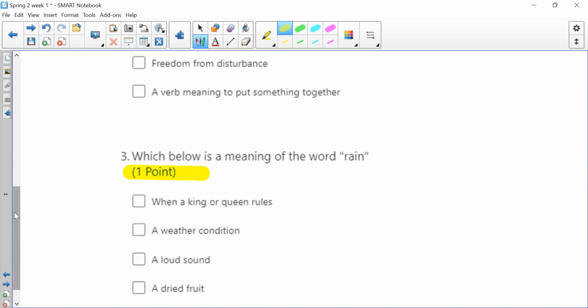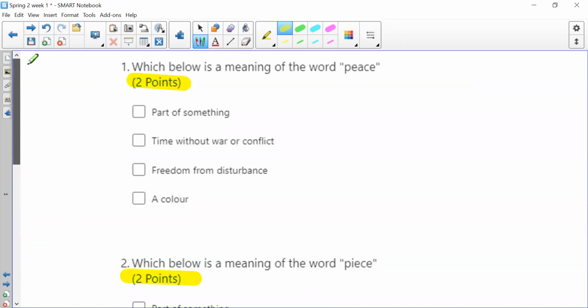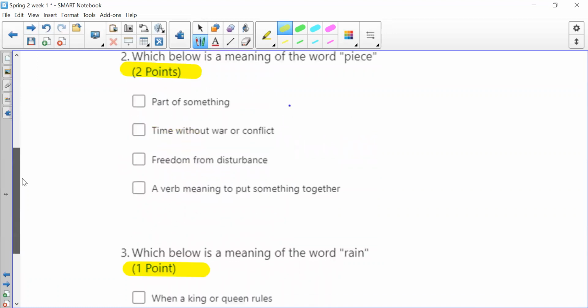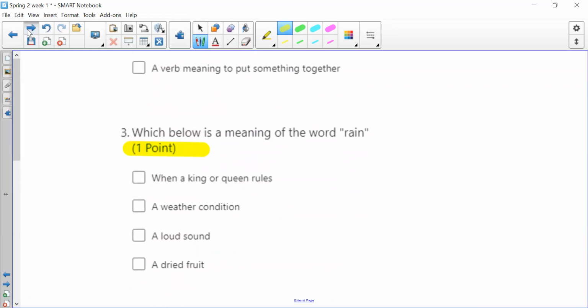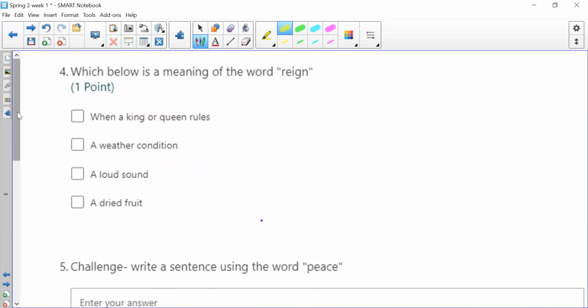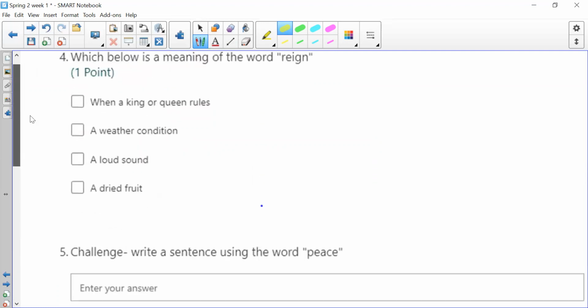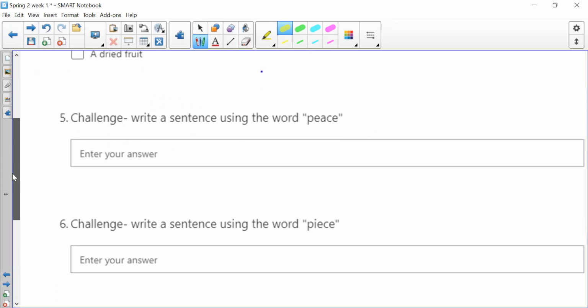So let me just scroll back up in case you still don't have Teams. And if you don't have access, please do message us, because that's where we want all of our remote learning to be now. So there's the first question, second one, and third, fourth, and then we move on to our challenge questions.